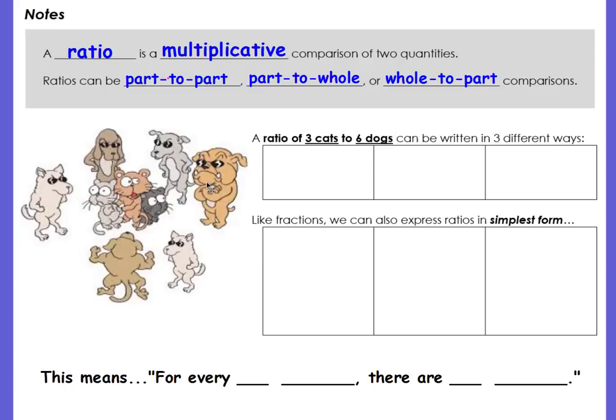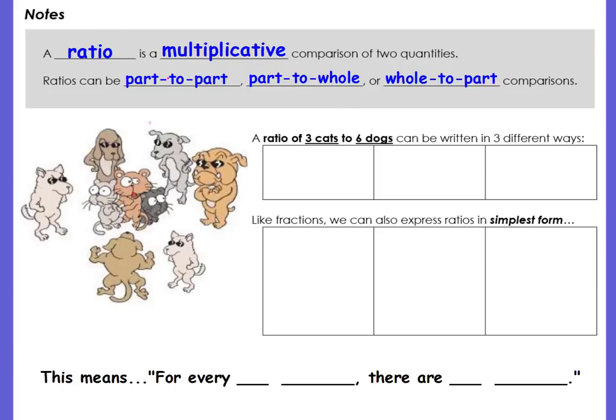So taking a look at our picture, we show that there's a ratio of 3 cats to 6 dogs. So if you look, there are 6 dogs surrounding the 3 cats. And they look like scaredy cats. Ha ha ha. Okay, so the 3 different ways to write ratios.